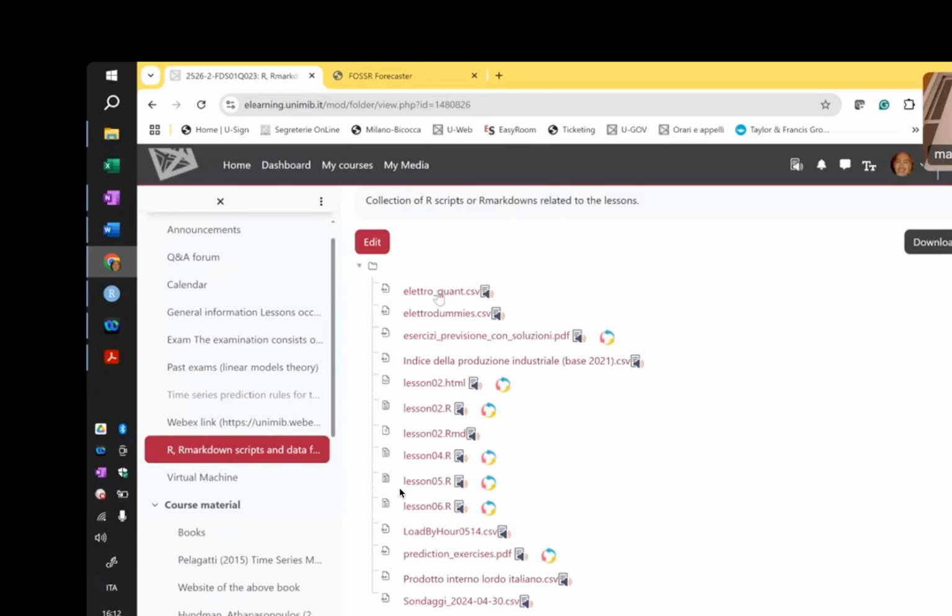Or actually Electroquant. Electroquant is the same thing, but more recent. This one is pretty old. It's the same one that I used in the book. This is the more recent version of the same thing. But anyway, they're just exercises, so just download the CSV files that you find here.